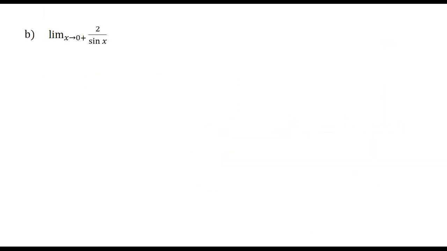Okay, so if we're looking at this problem, we've got the limit as x approaches 0 from the right of 2 divided by sine of x. So we've got a number on top and we've got a denominator. So let's take a look at sine of x and what that would look like. So we know that sine of x, as we're approaching 0 from the right, is going to have a very specific behavior. So sine of x looks like the following.